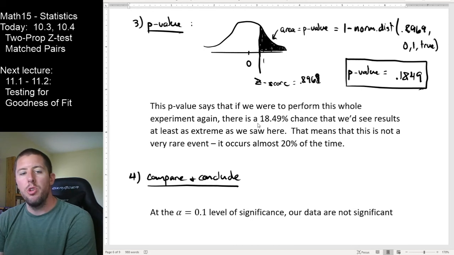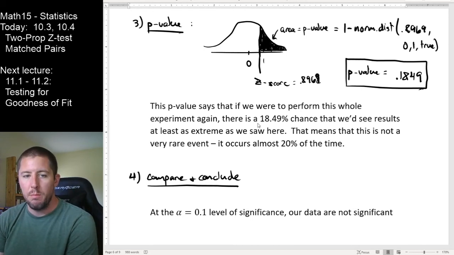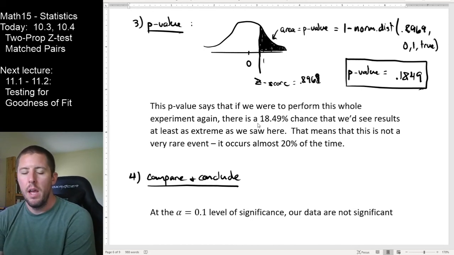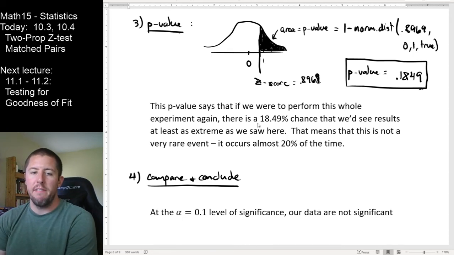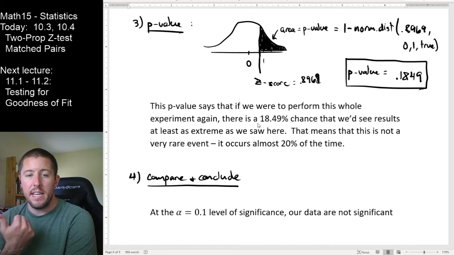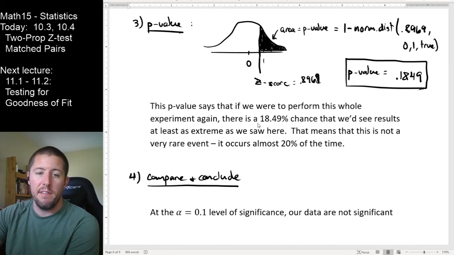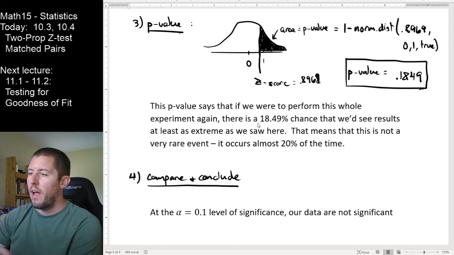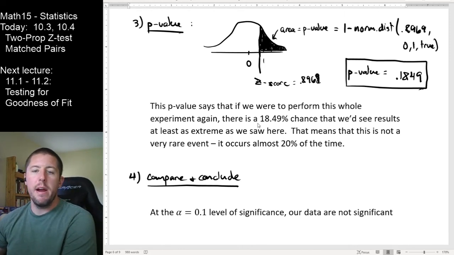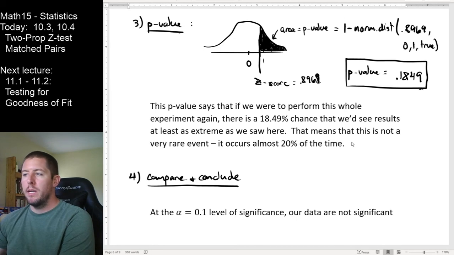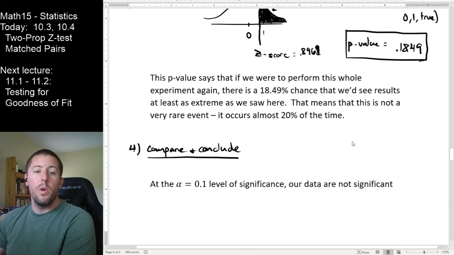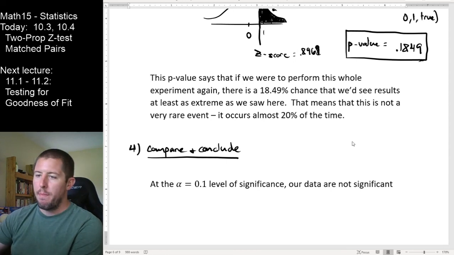So this is not unusual relative to the assumption that the null hypothesis is true. And so therefore we don't have a bunch of evidence that claims that the null hypothesis is wrong. If the null hypothesis were right, events like this should be pretty common. And so this is saying we don't have sufficient evidence to reject the null hypothesis. We can see this numerically because our p-value here is greater than our alpha value. We want the p-value to be less than the alpha value if we are going to reject the null hypothesis.